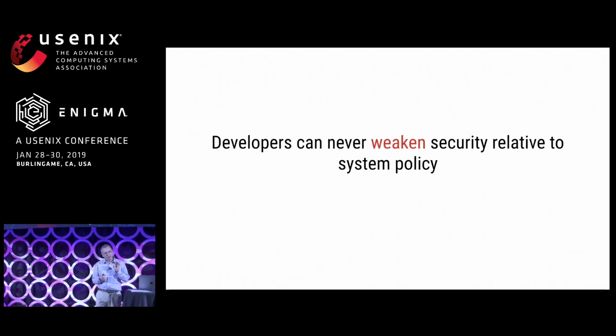Now, an important secondary principle here is that in our system, developers can never weaken security relative to the system policy. So if the system policy says here's a minimum TLS version, for example, they can request a greater one than that, but they can't ever request an old TLS version, or a cipher suite that is not supported by the policy.